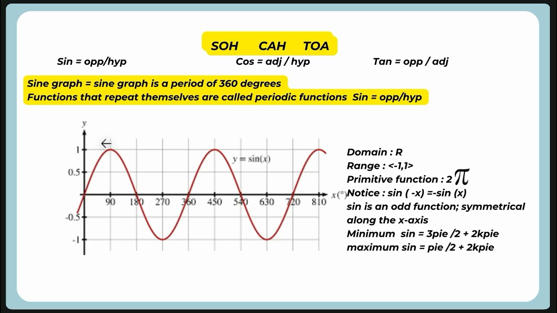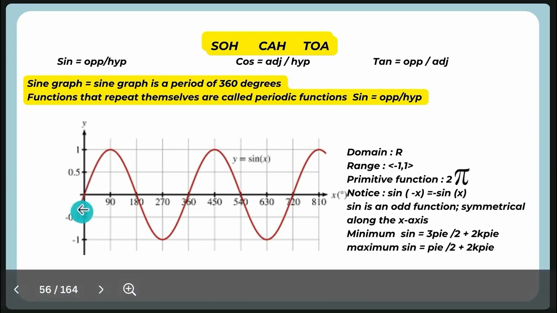Now we're going to be speaking about the graphs. They can also be shown in Cartesian coordinates. So the first one I would like to discuss is the sine graph. Sine has a period of 360. Functions that repeat themselves are called periodic functions, and sine is definitely a periodic function, which is opposite over hypotenuse. So you start from 0, you cross 180, and go down to 360. So it means it has a period of 360, so it repeats every 360.